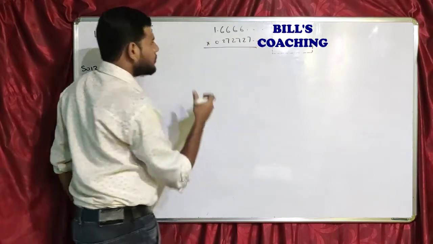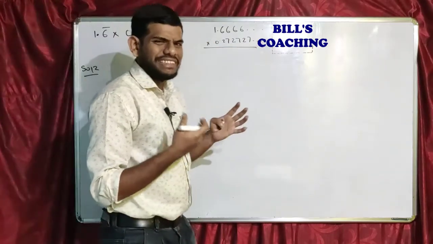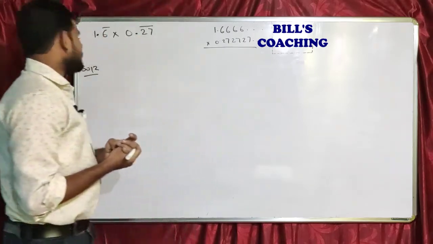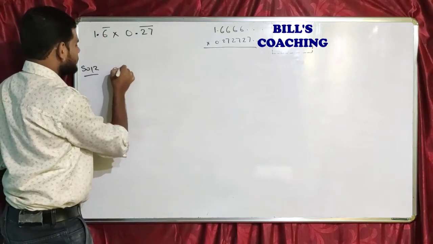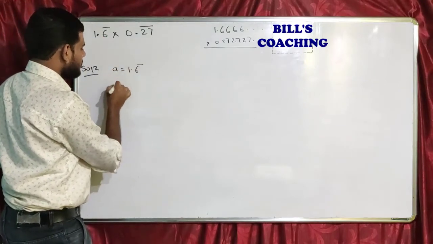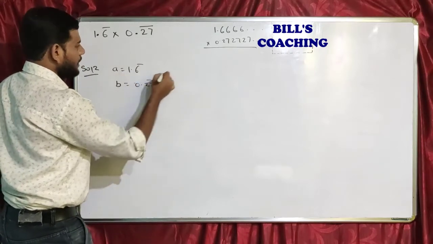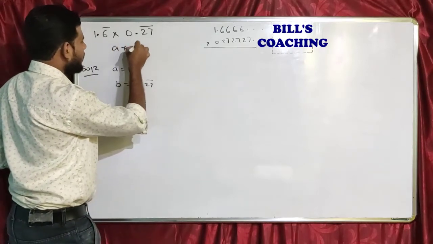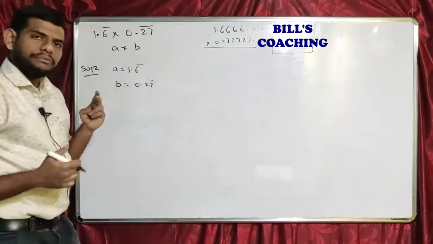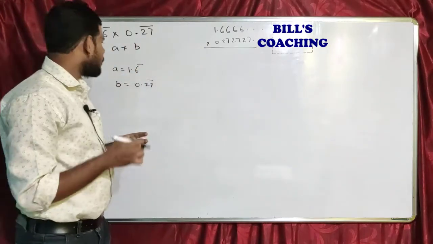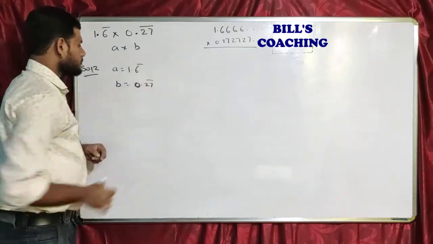You need to actually multiply this to get the answer. Now multiplying this will become a tedious kind of job. So let us use some nice method. Let me take A as 1.6 bar and B as 0.27 bar. And what we need to find is A multiplied by B. Clear? Now A we will represent in a rational number or fraction form, and B also in a fraction form.